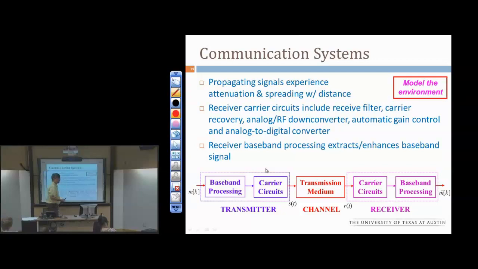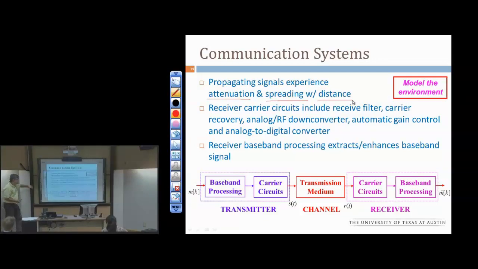On the channel, it is going to attenuate and also spread the signal in the time domain. The spreading is due to convolution. And the longer the distance of that propagation through the channel, the more loss we're going to have, the more attenuation we'll have, and the more spreading that we would have.